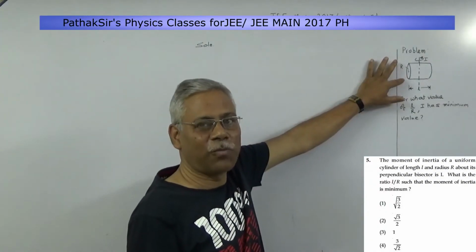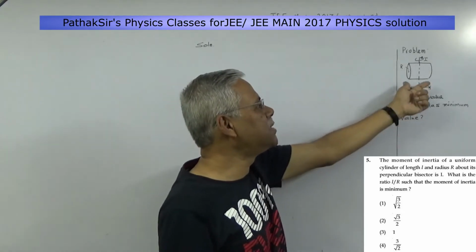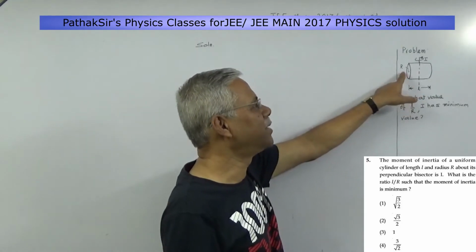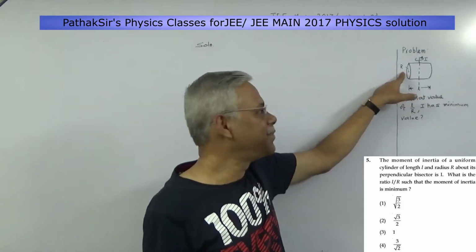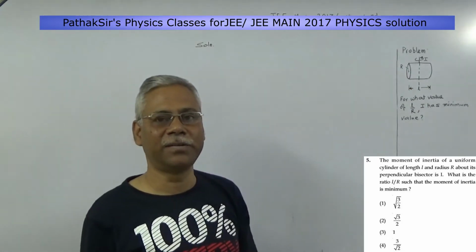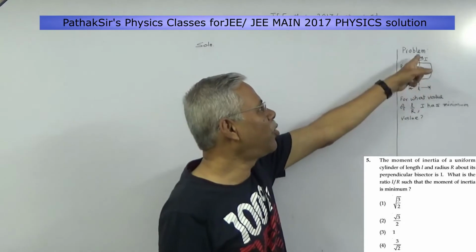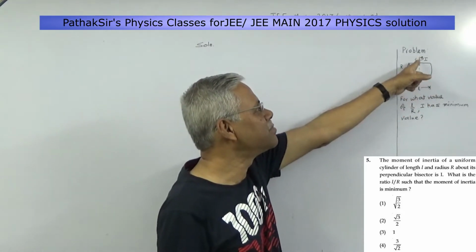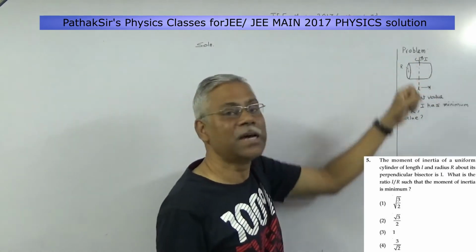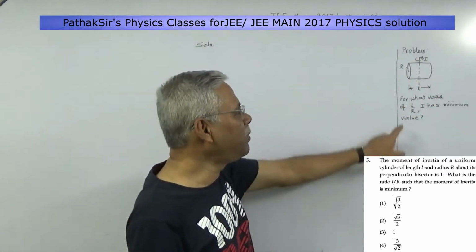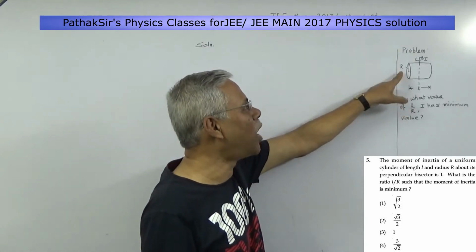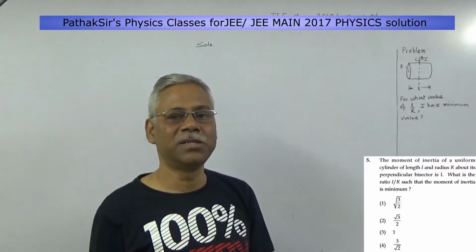Understand the problem first. This is a cylinder. You can see its length L, the radius of its cross section is R, and the moment of inertia of this solid cylinder about the perpendicular bisector of its length is I. The question is, for what ratio of L to R does I have a minimum value?